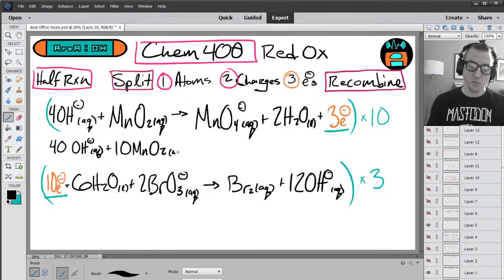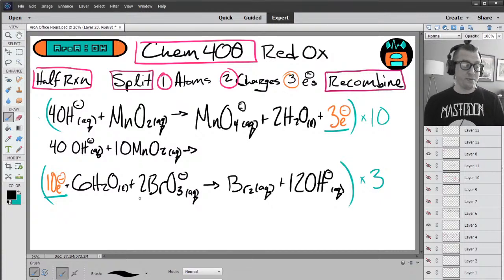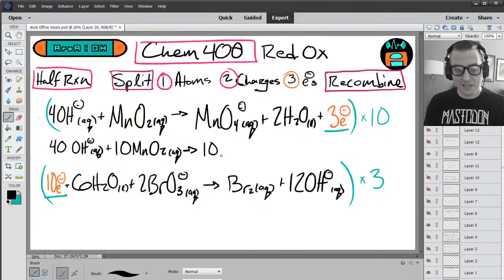Yeah, exactly. It's way more work when you're in basic media. When I was a student, I always loved seeing acidic media problems because I knew they were easier. Easier by default.